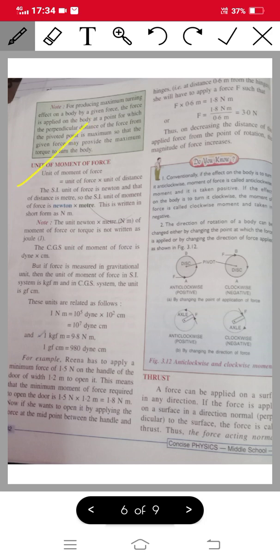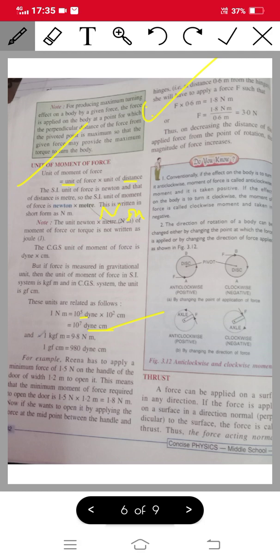Then the unit of moment of force. We can find the unit from the formula itself. We know that the SI unit of force is Newton and the SI unit of distance is meter. So when we multiply Newton into meter, we get Newton meter, and Newton meter is the SI unit of moment of force. On the other hand, to find the CGS unit of moment of force, the CGS unit of force is dyne and the CGS unit of distance is centimeter. So the CGS unit is dyne centimeter. And then further examples are given. You can see this particular thing; we will discuss these things in the numerical video.